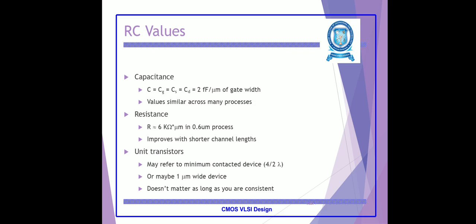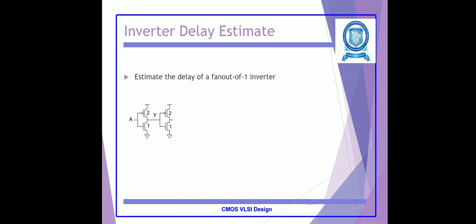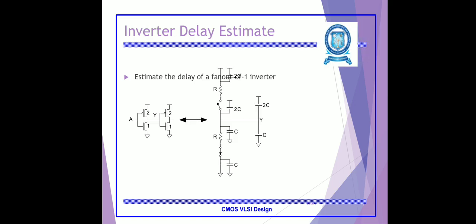Here, if we consider the unit transistors, it may refer to the minimum contacted device, or it may be a 1 μm wide device; it doesn't matter as long as it is consistent. Here you can see an inverter delay, that is, estimating the delay of a fanout of one inverter. The NMOS resistance is 1 and the PMOS resistance is 2. Two inverters are given, where the output of the first inverter is given to the input of the second inverter.